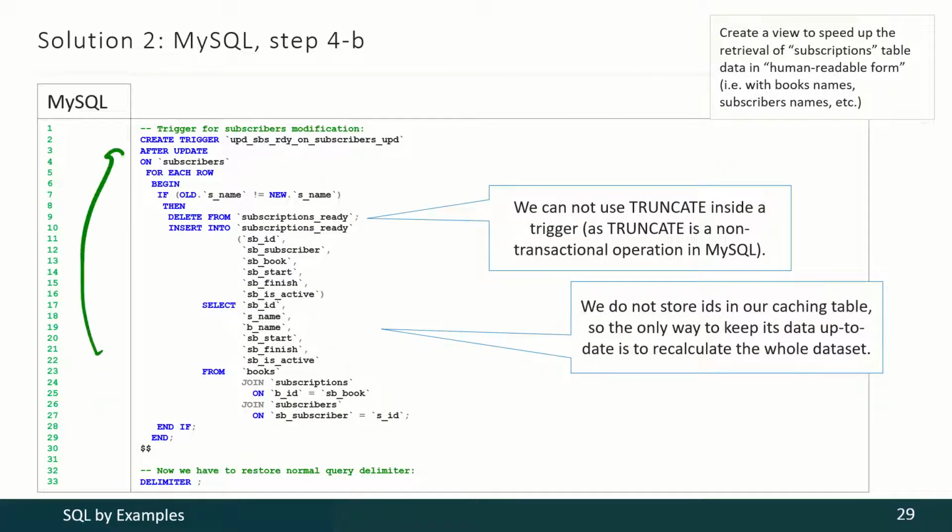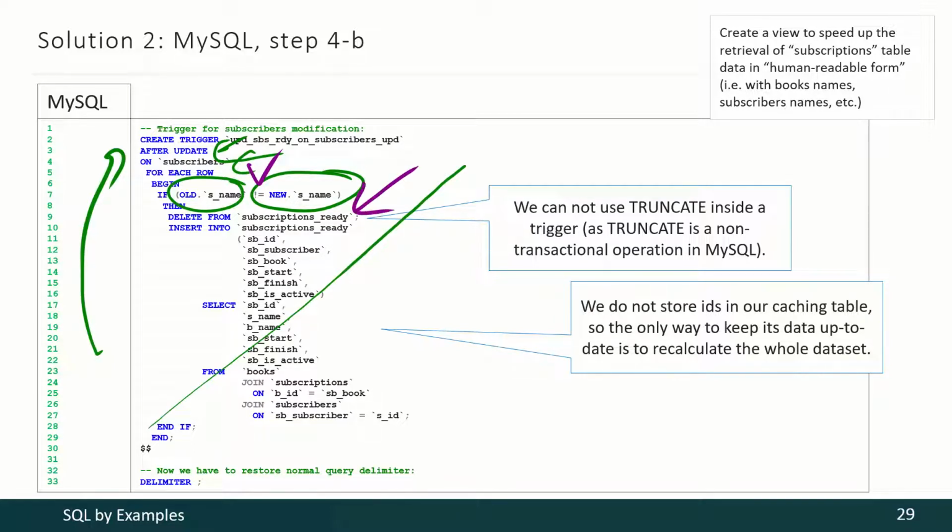The next trigger reacts to subscribers update. We have to check if the name of a subscriber was changed. If it wasn't, we do not have to do anything here. But if it was, we have to delete all data from our table, we have to produce the new data set, and then we insert that new data into our table.